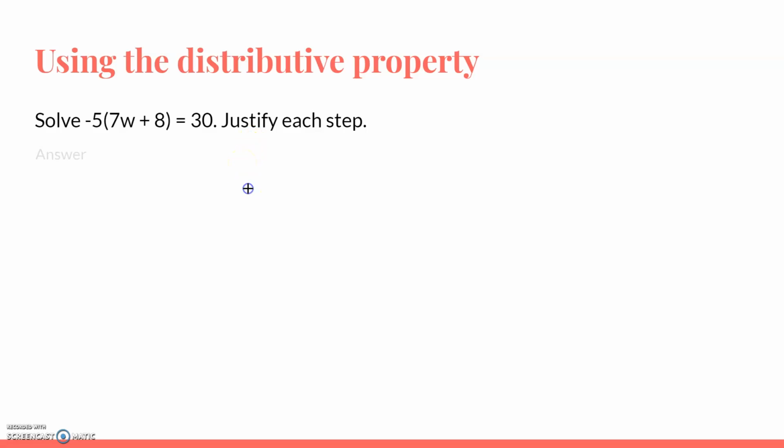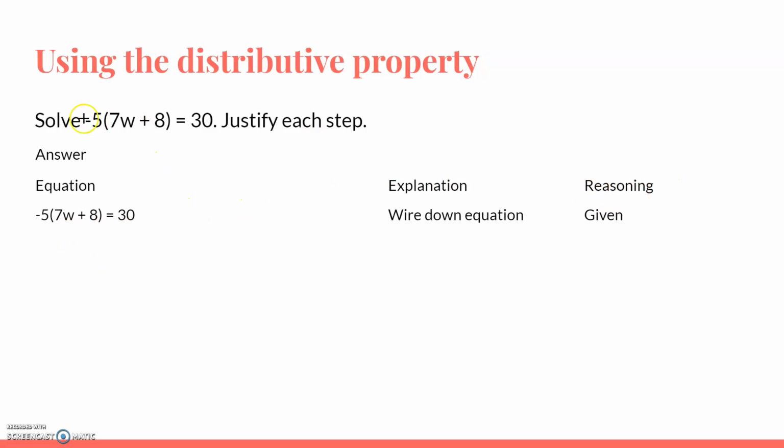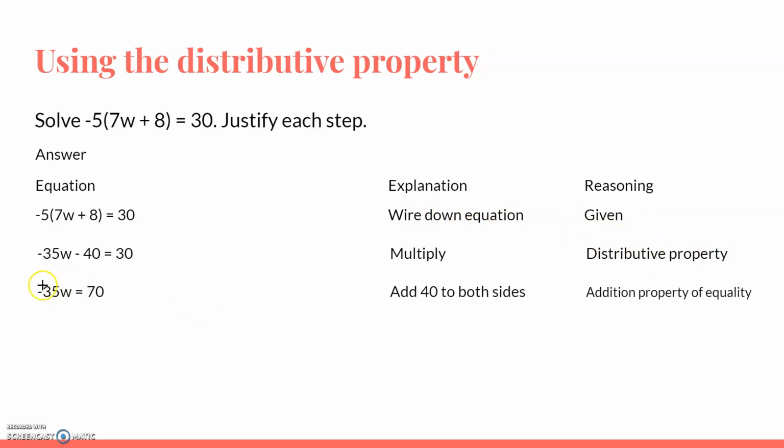Alright, so now that you're back, first off, let's split this into 3 columns and then write down our equation. Negative 5 times the quantity 7w plus 8 is equal to 30, and that's the given. So negative 35w minus 40 is equal to 30, multiply, and that's the distributive property. So negative 35w is equal to 70, and you're just adding 40 to both sides. That's the addition property of equality. And then w is equal to negative 2. You're just going to divide both sides by negative 35, and that's the division property of equality. And that's our final answer.